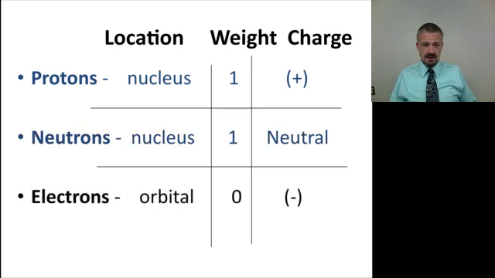The last one is the electrons. These are orbiting around that nucleus. They do not have any weight to them, and they have an equal negative charge to that proton. And what we're going to see is in any particular atom, the number of protons and electrons are going to be equal. So any atom in nature is going to have a neutral charge overall because it has equal numbers of protons and electrons.